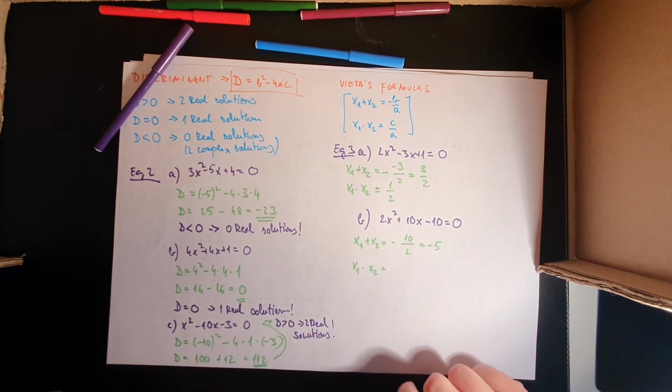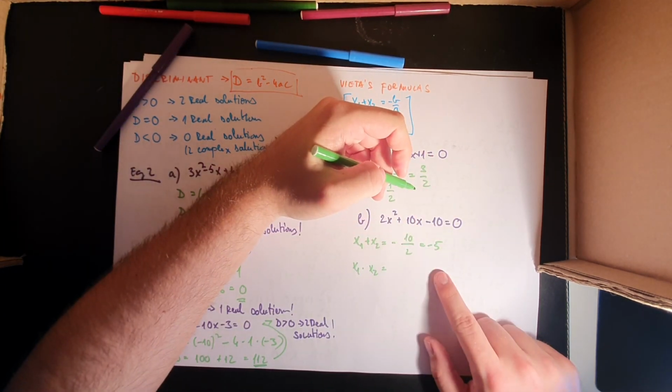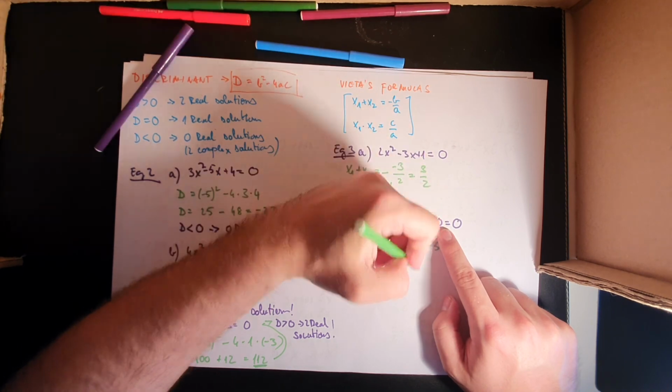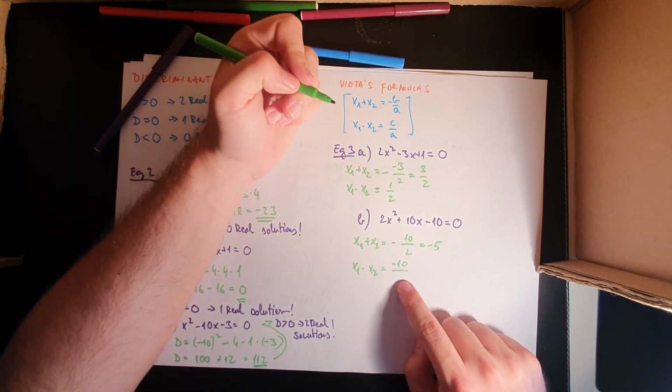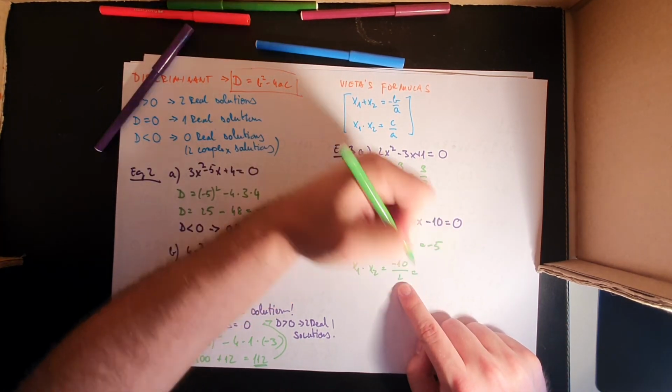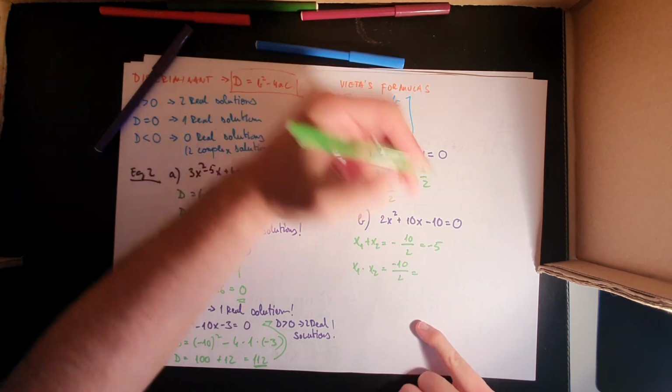Let's find the product. So x1 times x2. Similar situation. Now, c is minus 10, so this is minus from the c, and over 2 for the a. Minus 10 over 2 is minus 5.